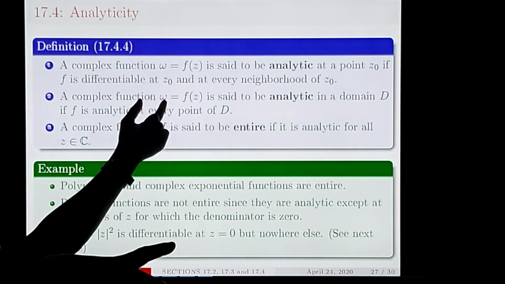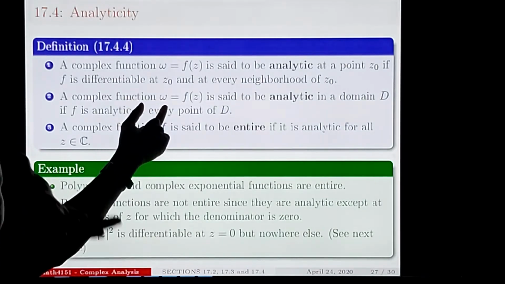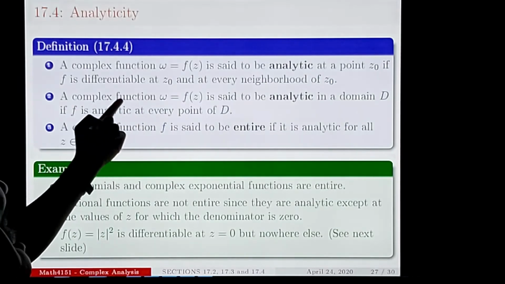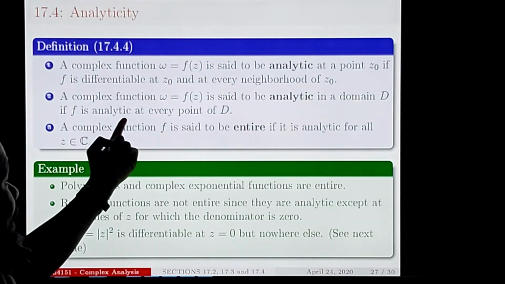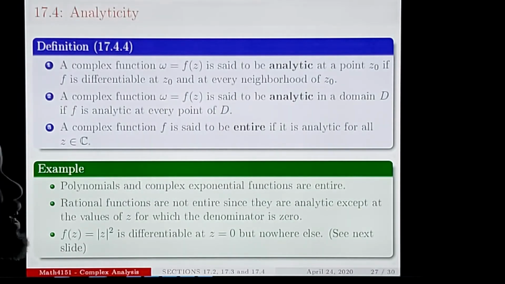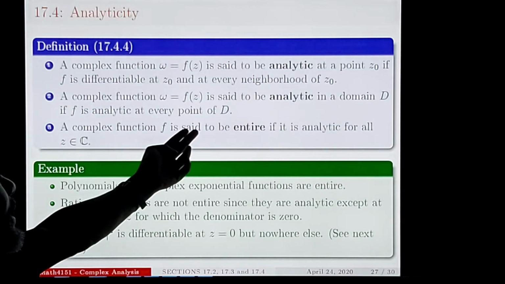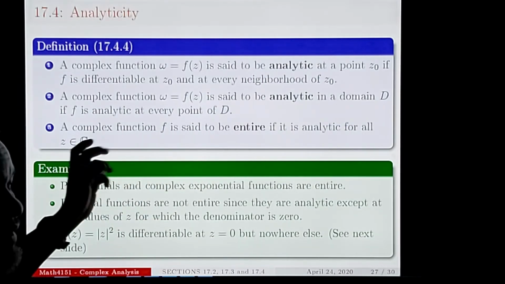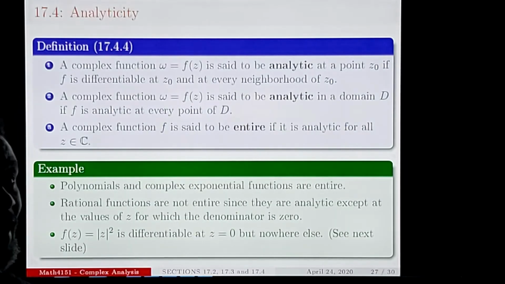You remember a domain, okay? An open connected set. We already looked at that in section 17.3. So it's analytic in D if it is analytic at every point of D, because for analytic, you need to be in the neighborhoods and so on. And a function that is analytic everywhere in the complex plane, with no exception, is said to be an entire function.